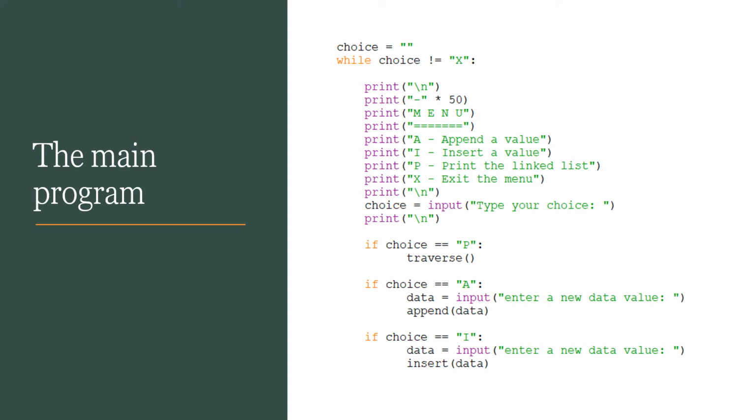And this is the main program. As you can see, it contains a menu and there are choices to print the whole list using the traverse procedure or to append a data item. You've already written those procedures. If you haven't, look at previous videos in this series which will show you how to do it. Today we're going to create a third procedure called insert, which inserts any new data value into the linked list.